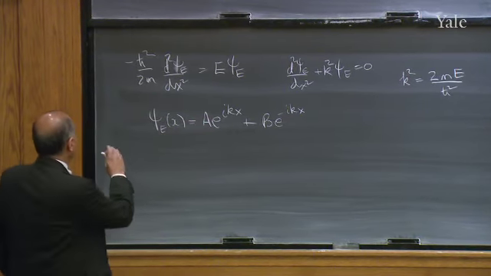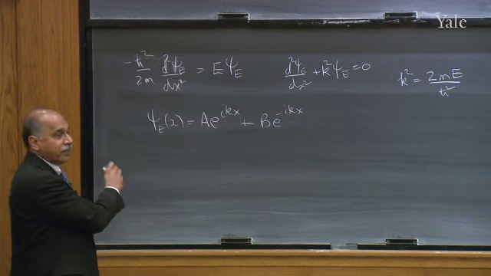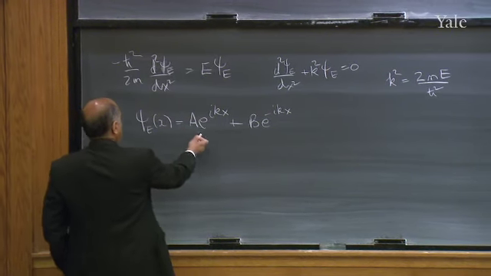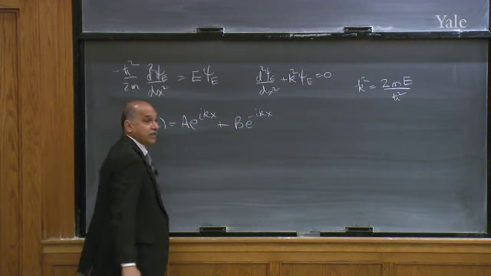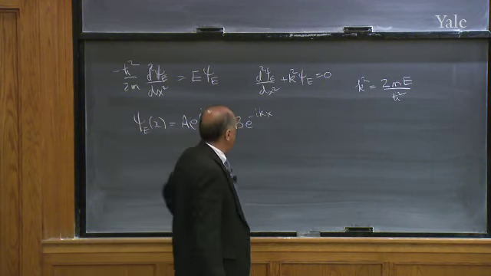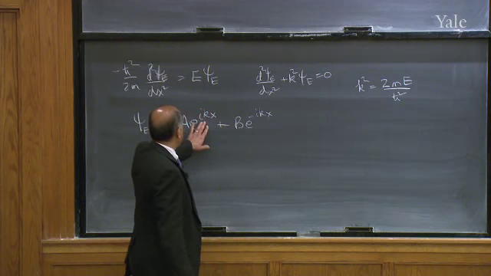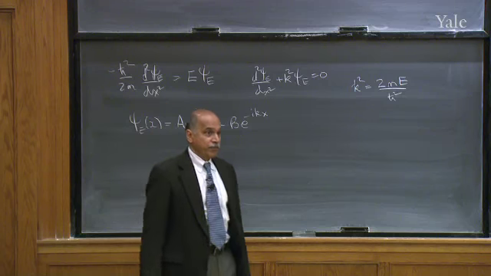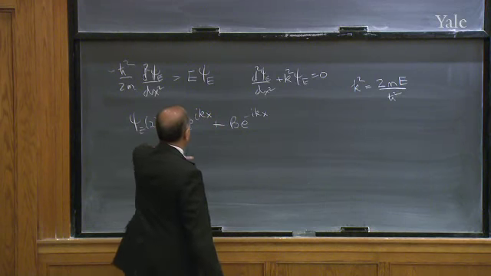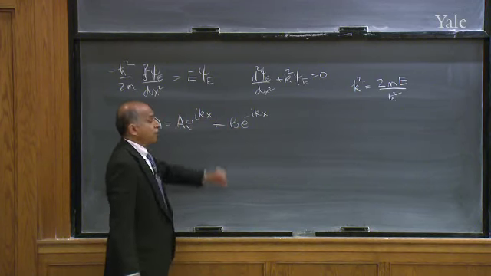You can check that if you took this function and took two derivatives of either this term or that term, both will give you minus k squared times the function itself, because every time you take a derivative, you bring down an ik or a minus ik. But if you do it twice, it's minus k squared. And a and b are arbitrary right now. There is no restriction coming from that equation.